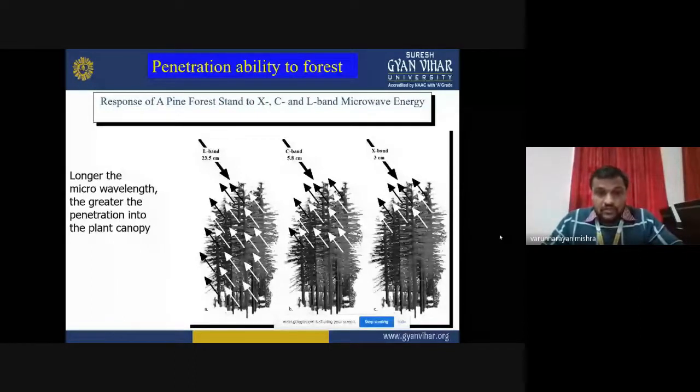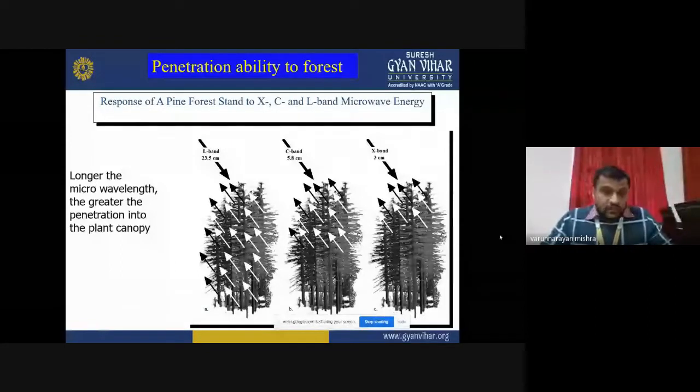If we want to study the forest, X band, C band and L band are the commonly used microwave bands that can be used to study the forest type and forest canopy, because these three bands have different penetration capabilities. L band has more penetration capability in comparison to C band and X band. X band has less penetration capability.